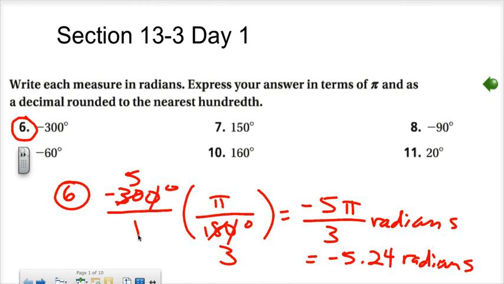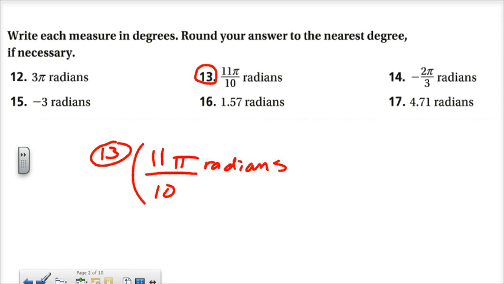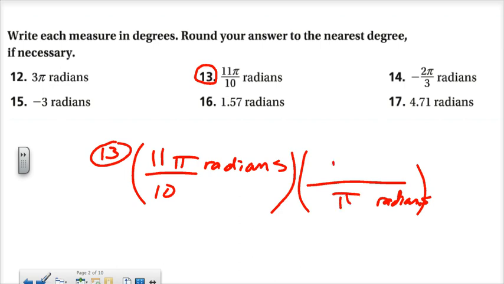All right, probably don't need a lot of those, so let's go to this. This one is write each measure in degrees, so going backwards from what we were just doing. Round your answer to the nearest degree if necessary. So 13 has 11 pi over 10, and this of course is in radians. So using unit analysis, we know that we're going to have radians on the bottom in order for things to cancel out, and obviously it has to have a pi in it so that the pi will cancel out. So we'll go with 180 degrees over pi radians.